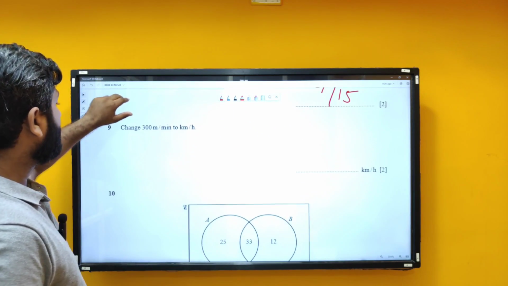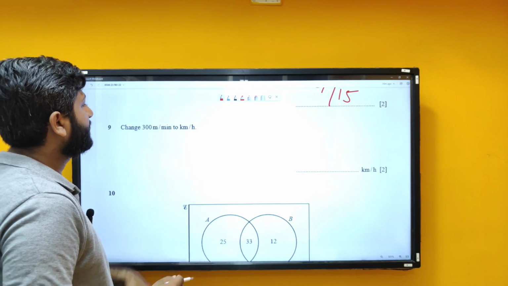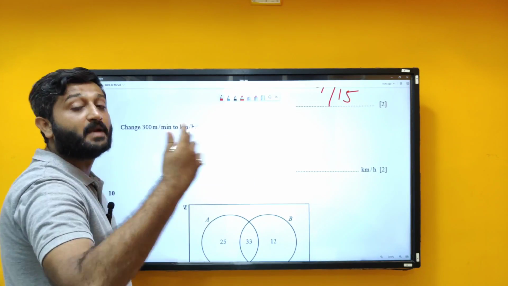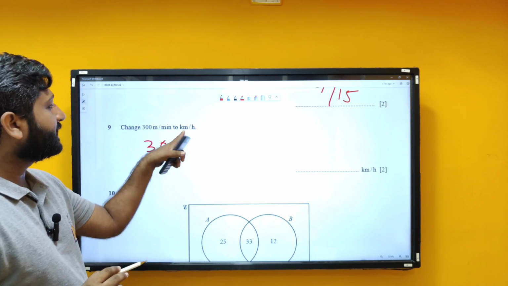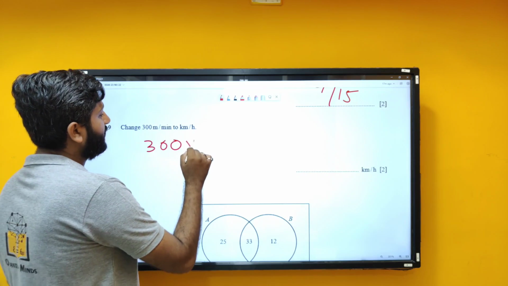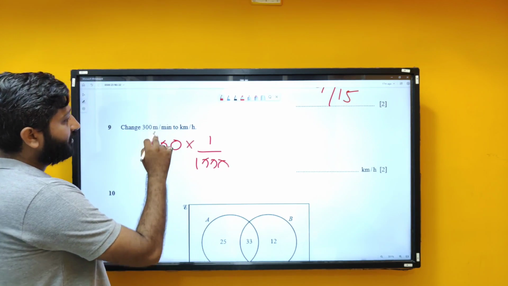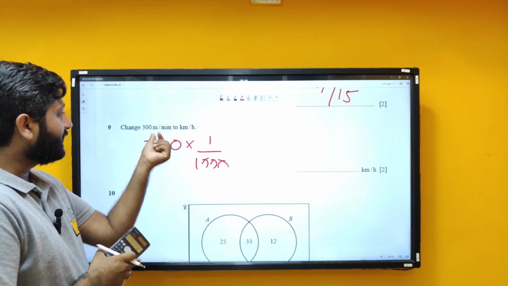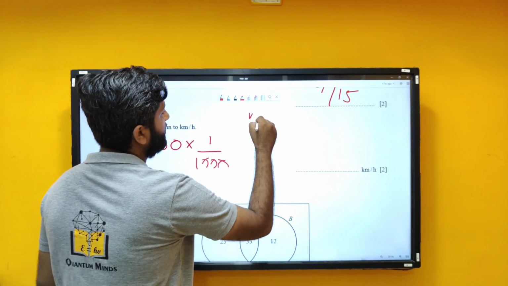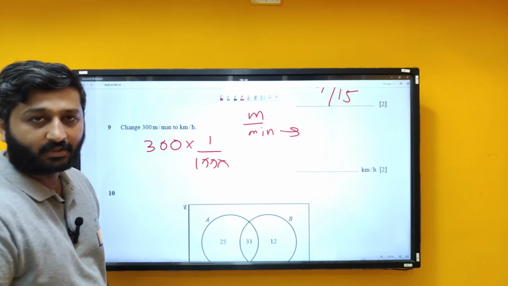Next, convert 300 meter per minute into kilometer per hour. Okay, so guys, we already know 1 meter is 1/1000 kilometer. So we'll have to multiply by 1/1000. And minute into hour, right? We know 1 hour is 60 minutes. This is meter per minute, so minute is already in the denominator.